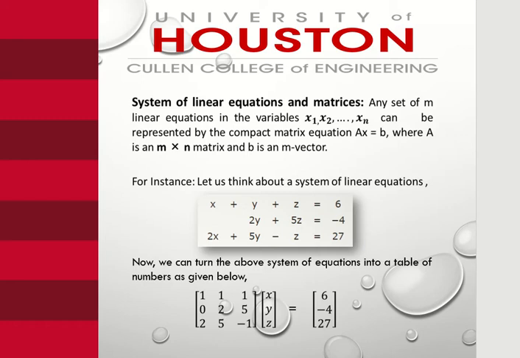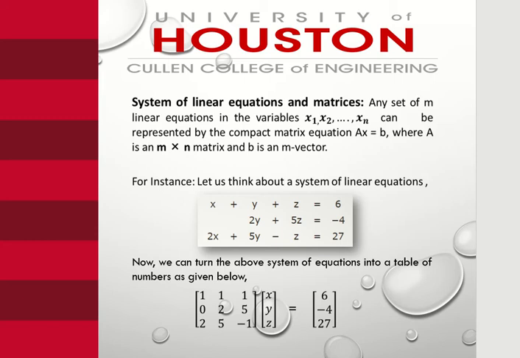Let us think about a system of linear equations. We have the first linear equation, the second linear equation, the third linear equation. Now, if we want to form a matrix out of it, we just need to take the coefficients in front of each variable and put them in a matrix like this. From the first linear equation, we have x plus y plus z. We have the coefficients as 1, 1 and 1.